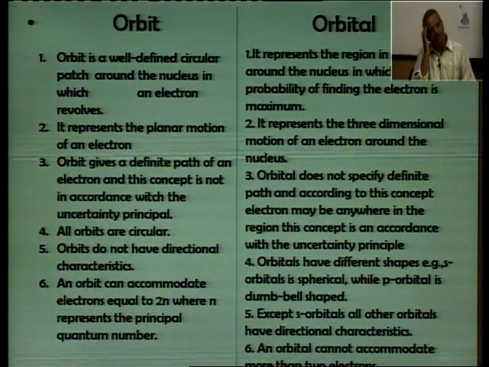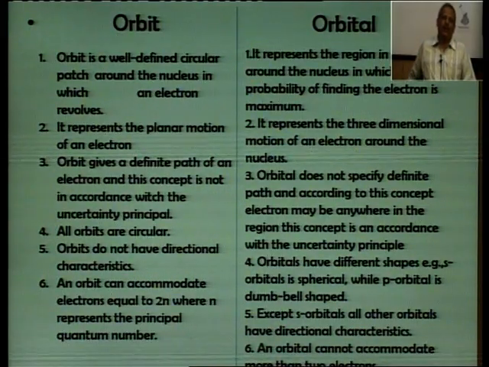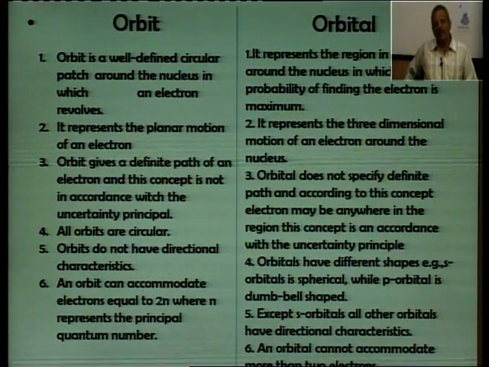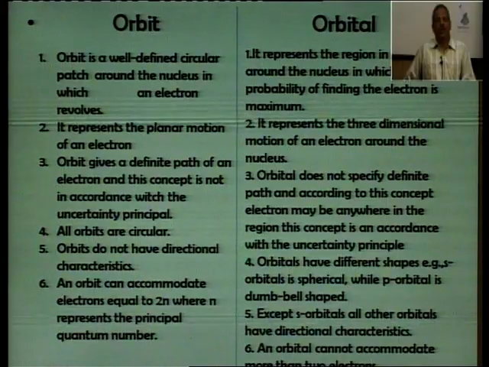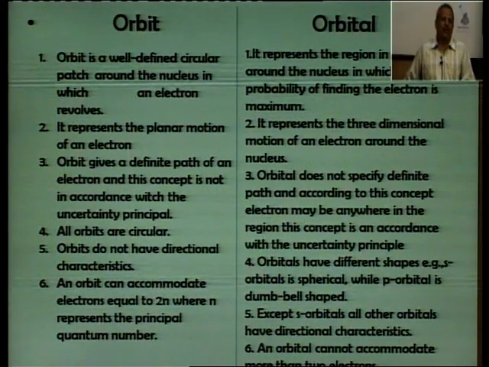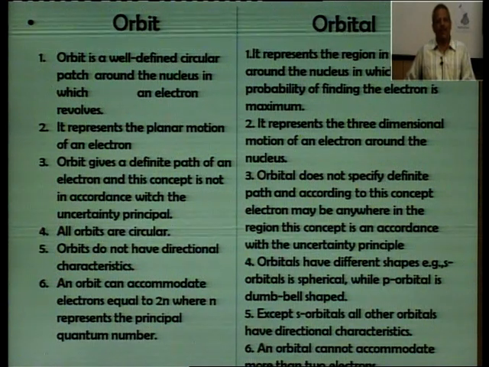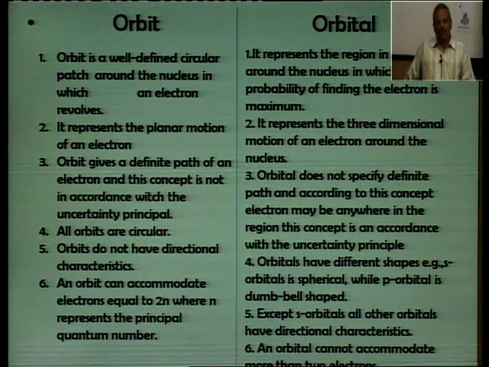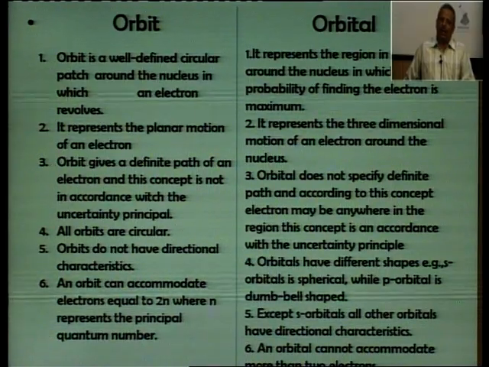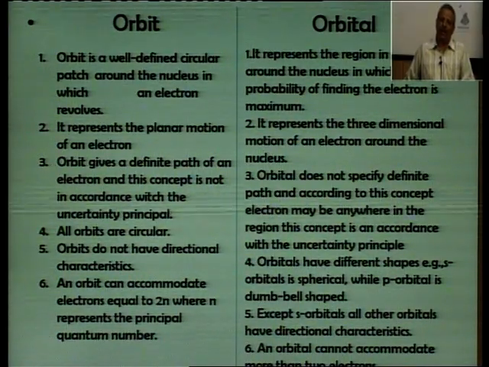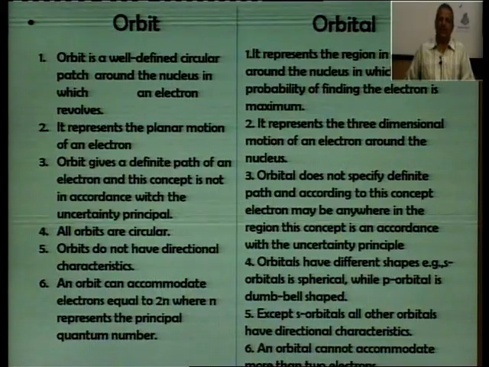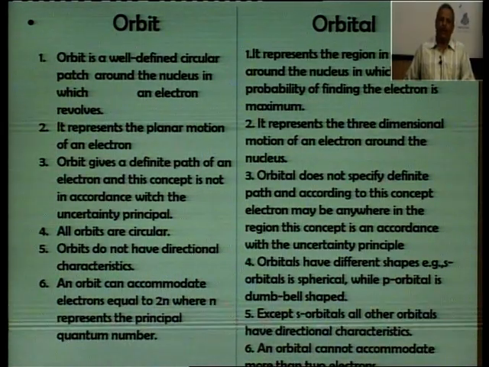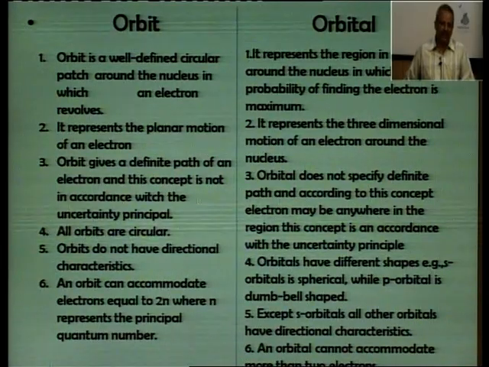An orbit represents the planar motion of an electron, while an orbital represents the three-dimensional motion of an electron around the nucleus. An orbit gives a definite path of an electron, and this concept is not in accordance with the uncertainty principle. An orbital does not specify a definite path, and according to this concept, the electron may be anywhere in the region. This concept is in accordance with the uncertainty principle.